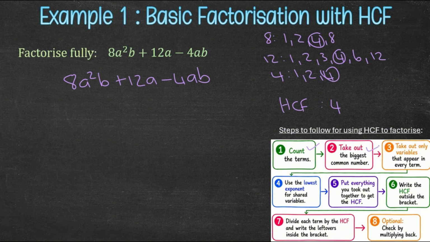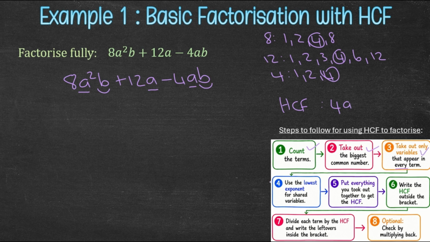Step 2 is done. For step 3, we only take out variables that appear in every term. Now this first term has an A and a B. The second term only has an A, and the third term has an A and a B. The variable A appears in every term, but the B does not appear in every term because this middle term doesn't have a B. So we can take out an A, but we cannot take out a B. So the third step is done.